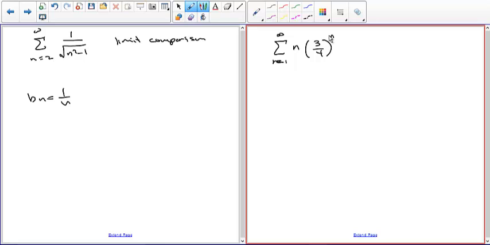Okay. So this one we said was using the ratio test. Is that right? Is that what you have written down?